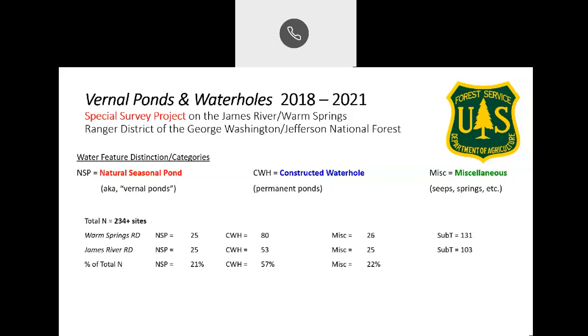So over the course of that work, more than 234 sites investigated, assessed, geospatially inventoried so that the agency could have this information to manage these habitat resources. And it's interesting to note that just a little under a quarter of all of these were in fact these natural vernal pools or vernal ponds. And that's a pretty significant rate of occurrence over here in our mountainous region.